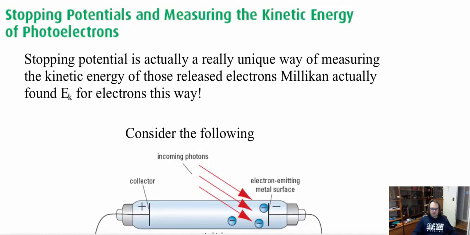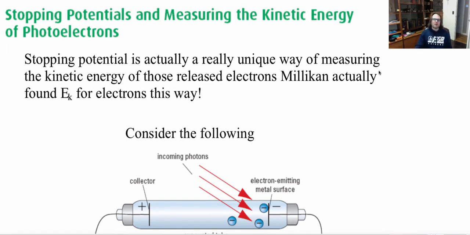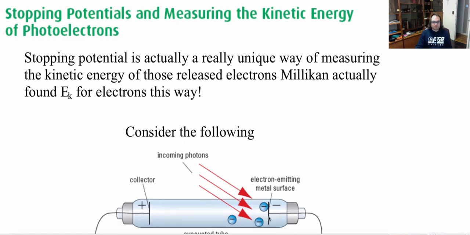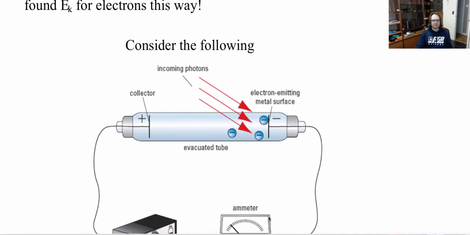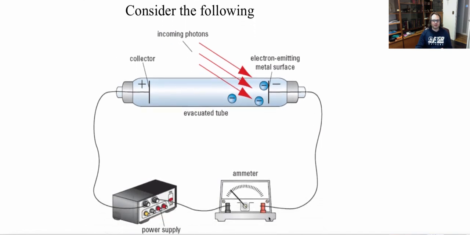Well, look at this over here. We're going to do a simplified version of Millikan's experiment. In this experiment, Millikan was able to determine the energy of the electrons that were emitted from the incoming photons on a source of metal. So how did he do that? And why is this important? Well, let's first look at how he did that.